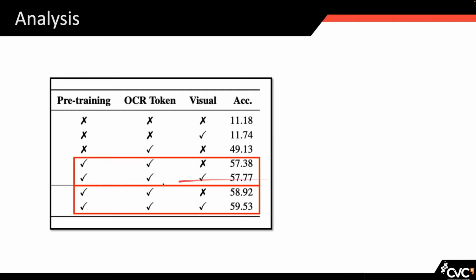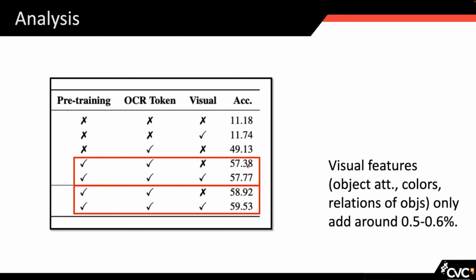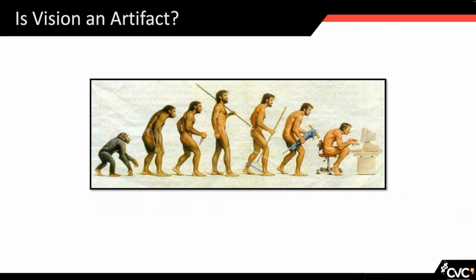And then the next one is, what if we give the OCR with the question, but no image whatsoever, and with image afterwards? What is surprising here is that visual features, in the sense of the ViT features or the Faster R-CNN features, doesn't really matter actually, only add around 0.5 to 0.6%, right? This is kind of crazy, which makes you ask, is vision actually an artifact? But that's impossible, right? If it was, evolutionarily, we would all be blind. So there must be something else that is wrong with these models.